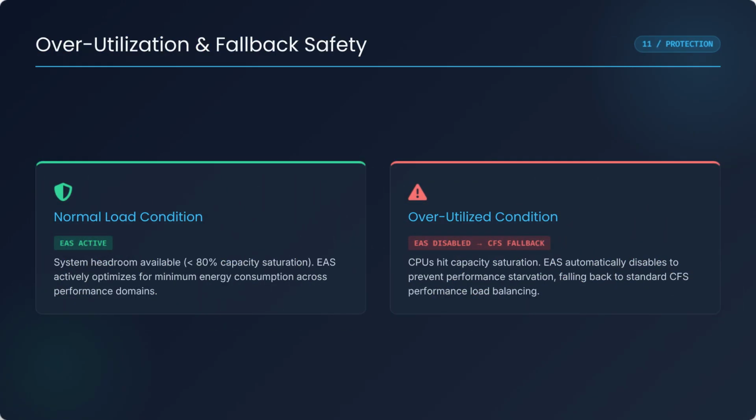One more safety mechanism rounds this out. Under normal conditions, with system-wide utilization below roughly 80%, EAS stays fully active, continuously optimizing for minimum energy. Once utilization crosses that 80% threshold, the system is considered overutilized and EAS automatically disables itself for that part of the system. Control falls back to the standard performance-first CFS load balancer, ensuring the system never sacrifices responsiveness just to chase energy savings under heavy load.